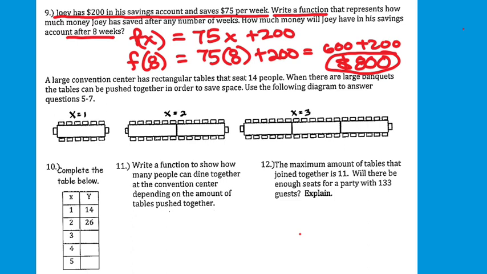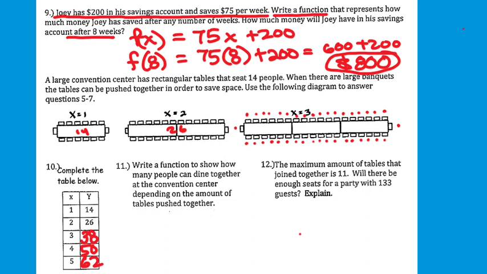We have a scenario where we have a table that can seat 14 people at a convention center. If we take out the chair and push the tables together, it can hold 26 people. So if we keep pulling out a chair and adding one more, we know that every time we do that, it goes up by 12, right? So our first question is finish the table. So if the first one has 14, then 2 tables is 26, 3 tables is 38, 4 tables is 50, and 5 tables is 62.